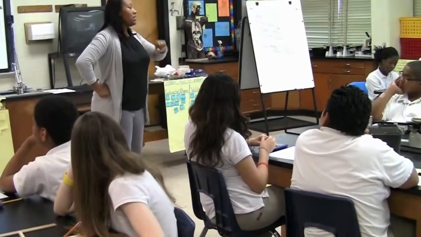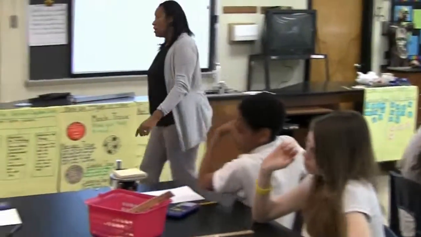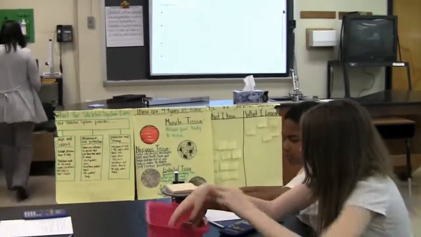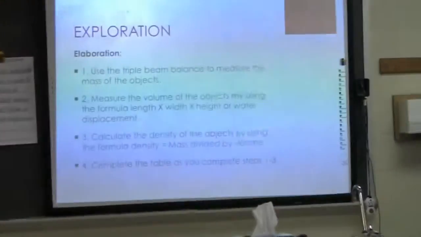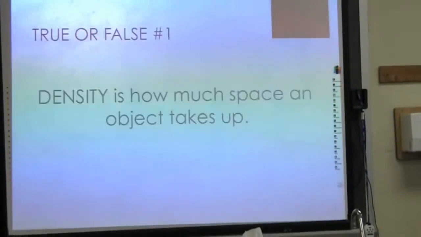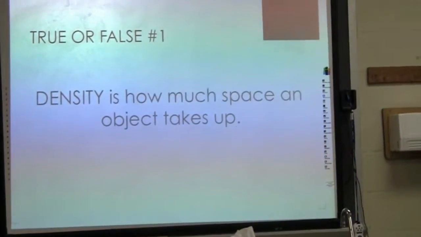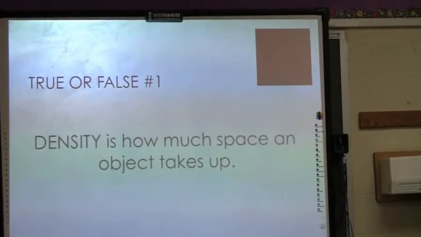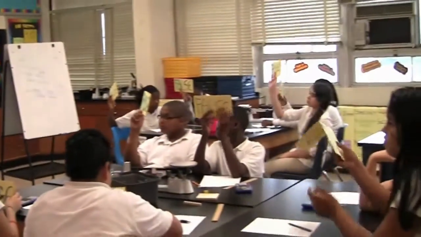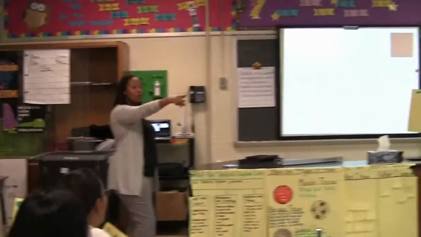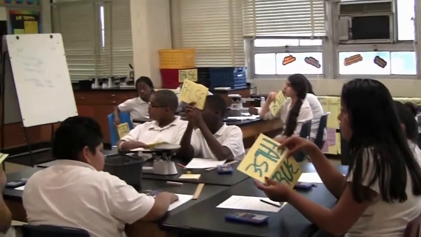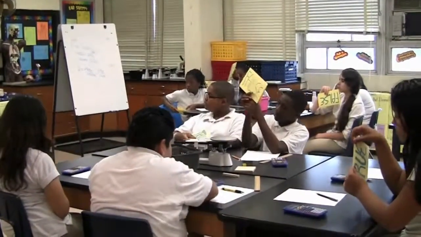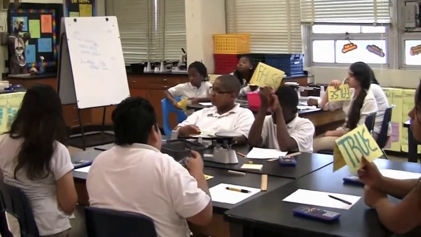Quick exit ticket. Everybody grab your true and false cards. We'll just go through 3 questions. So when I give you the question, if you think it's true, put true. If you think it's false, you put false. Number 1. Density is how much space an object takes up. True or false? Okay, now, Stephanie, who put false? Why did you put false? Because the volume is how much space an object takes up. Density is actually the relationship between mass and volume.